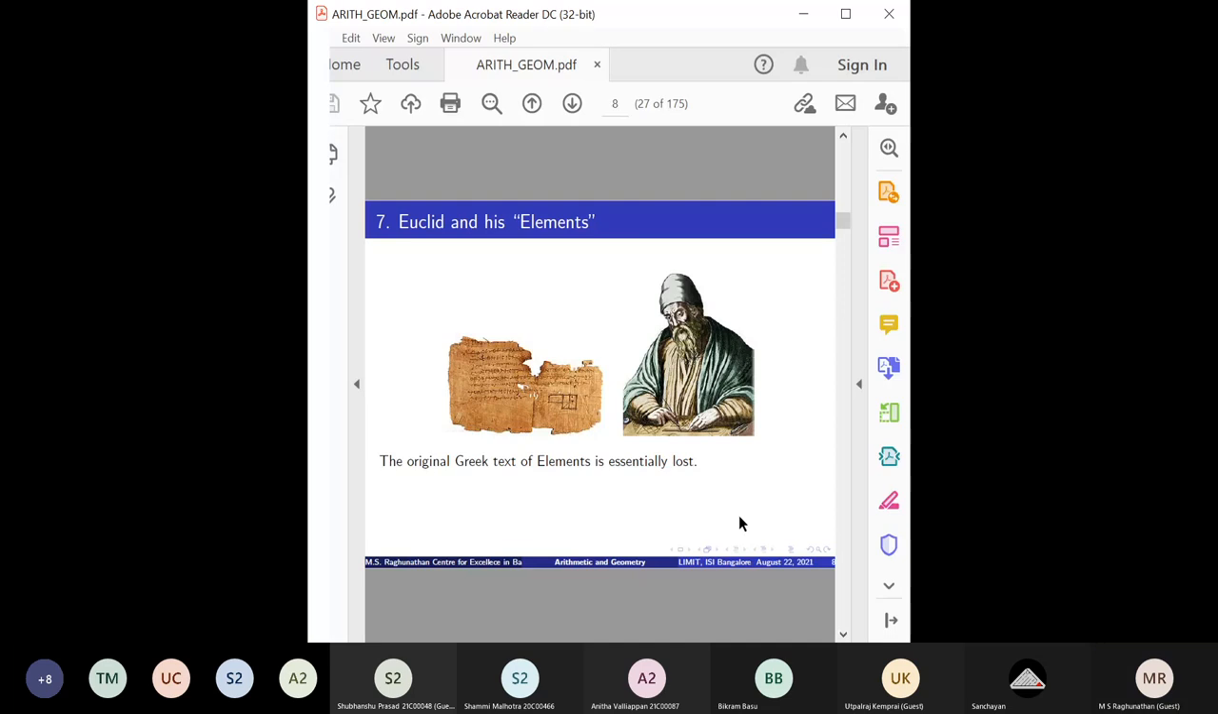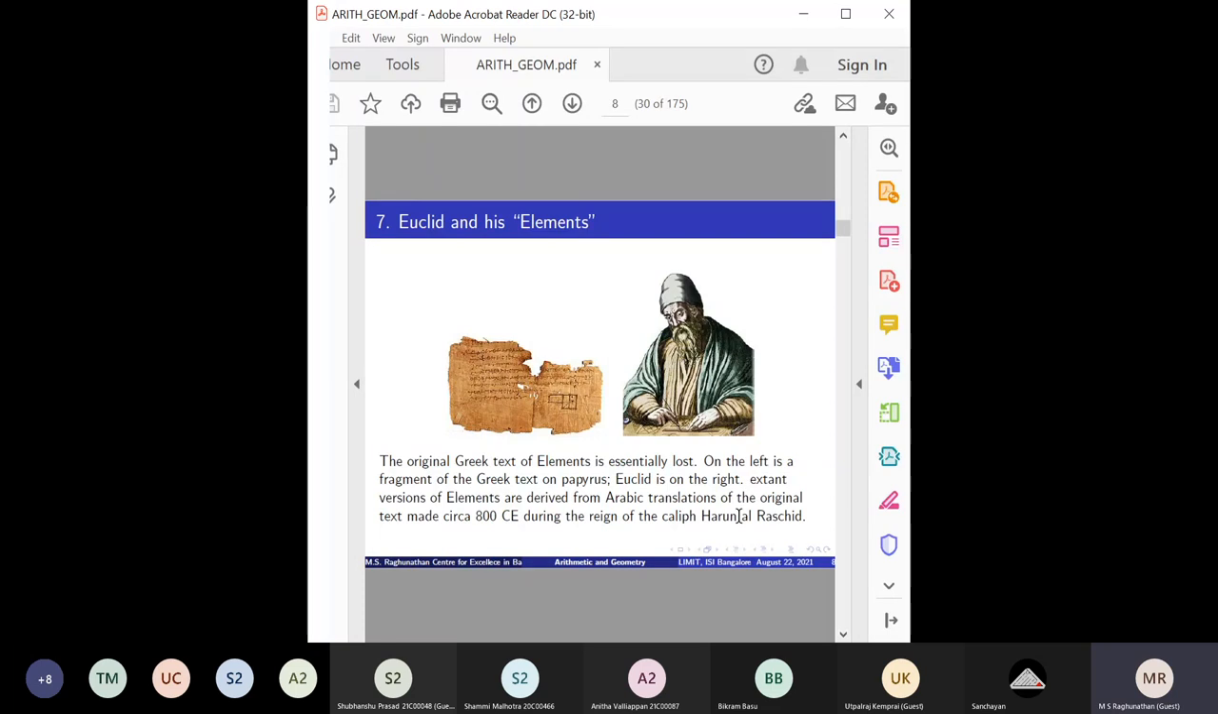There is Euclid for you, and there's a fragment of the original Greek text on the papyrus. Euclid is on the right, and all the extant versions of Elements are derived from Arabic translations of the original text made around 1800 of the Christian era, of the Common Era, during the reign of the famous caliph Harun al-Rashid. The original Greek text of Elements is essentially lost. The full text is not available. Some fragments are available, and you see one such fragment in the picture there.